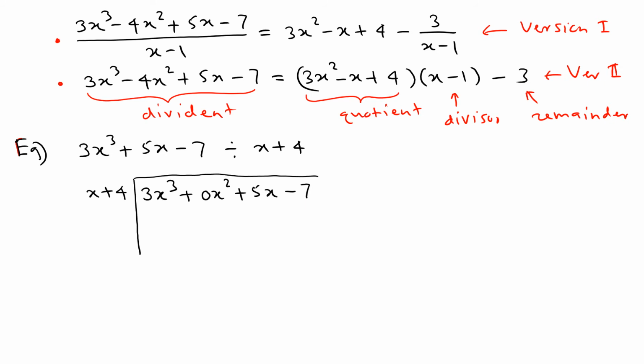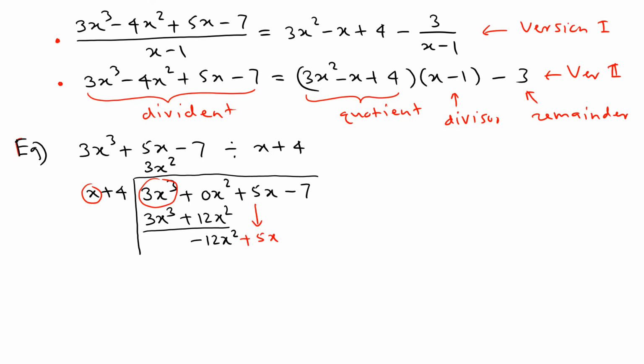Only look at the leading terms. If you just divide those two, you're going to get 3x squared. So that's what goes here, 3x squared. Then multiply: you get 3x cubed, and 4 times 3 gives 12x squared. The next step is subtract: change the sign and add, so you get negative 12x squared. Then move this term down, only one at a time.